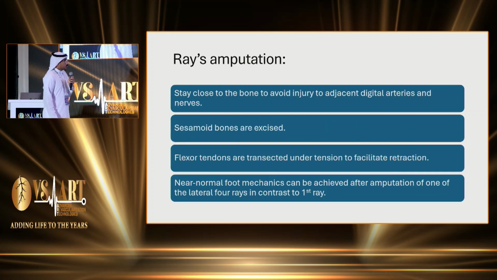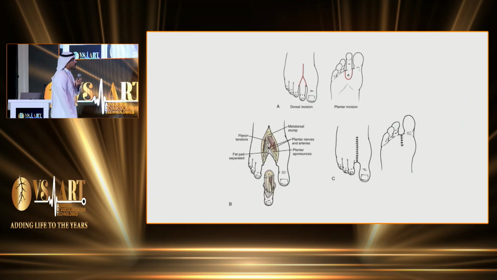Stay close to the wound, to the bone, to avoid injury to the arteries and perforators. Sesamoid bones are excised, and flexor tendons are transected under tension to facilitate retraction. Near normal foot mechanics can be achieved after amputation, as we mentioned before, except for the hallux, because it will lead to a big impact on the biomechanics of the foot.